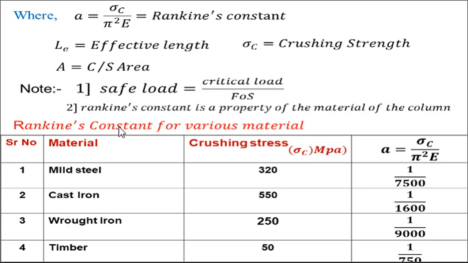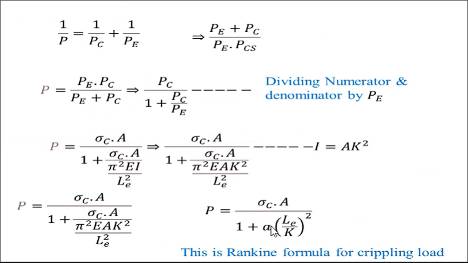which are used for the column. So you have to remember this critical load, because many of the times in competitive examinations they ask the critical load, and you should know this critical load formula, that is the Rankine's critical load, and the related terms are also there. In this particular formula, the ultimate crushing stress is required, the cross section area of the column is required, the effective length is required, and the radius of gyration is also required.